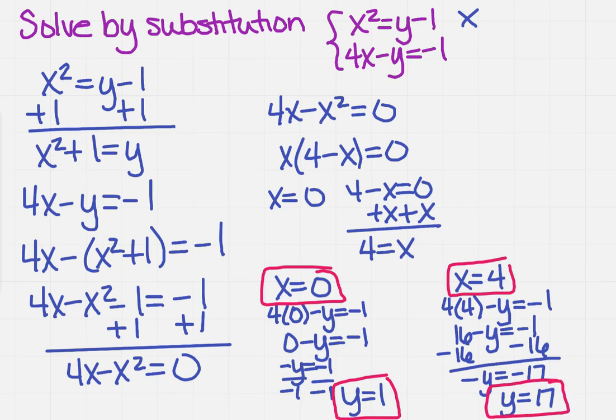Now, normally what you're going to want to do is write these as ordered pairs for your solution set. So I'm going to have the ordered pair (0, 1), and the ordered pair (4, 17).